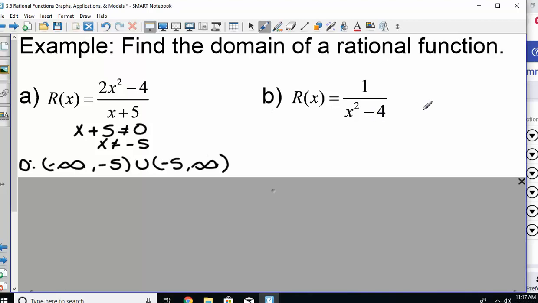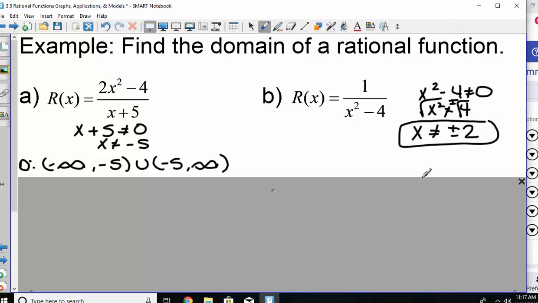Next one. So I know x squared minus 4 can't be 0. What would you do to solve that? Add our 4 over. And then square root. When you take the square root, you need plus and minus. So x cannot equal positive or negative 2. Since it's more than one value, you would be allowed to just leave it. If you chose to write the interval, it would be negative infinity to negative 2, union, negative 2 to 2, union, 2 to infinity.